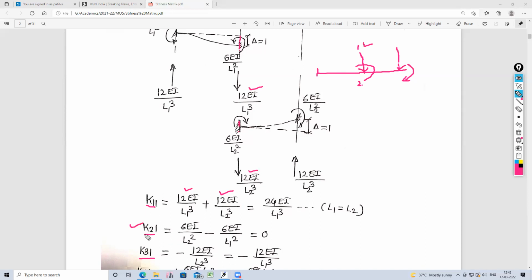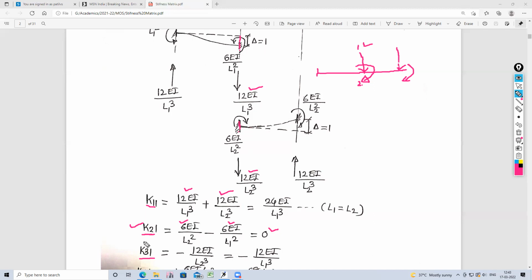Then element 2 now. Stiffness at 2. What is coordinate 2? Coordinate 2 is a movement, and it is a clockwise movement. So at 2, at this location, what is the moment produced? In the first part, anti-clockwise 6EI upon L1 square, and in the second part, clockwise 6EI upon L2 square. And L1 equal to L2, so it becomes 0.